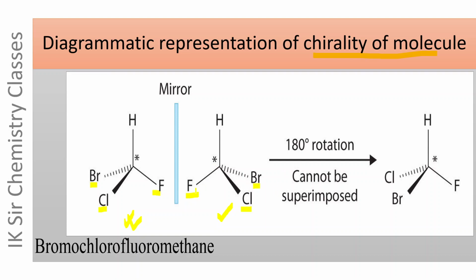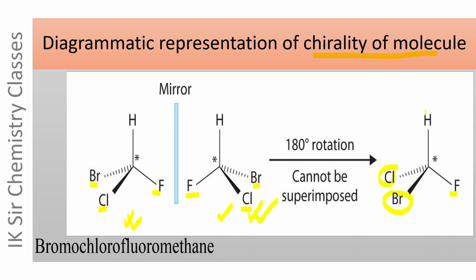If this mirror image of this molecule is rotated by 180 degrees, the F atom will come here. The Cl atom, which is towards the viewer, goes to the back side, that is away from the viewer. The bromine atom, which is away from the viewer, comes towards the viewer. This mirror image has been rotated by 180 degrees.